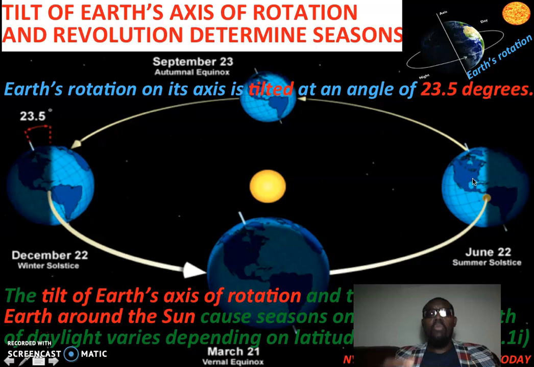Okay, so what determines seasons on Earth are two main things. The first one is the tilt of the Earth. The second one is the revolution of the Earth around the sun. So please do not forget what causes seasons on Earth: tilt and also revolution of the Earth around the sun.